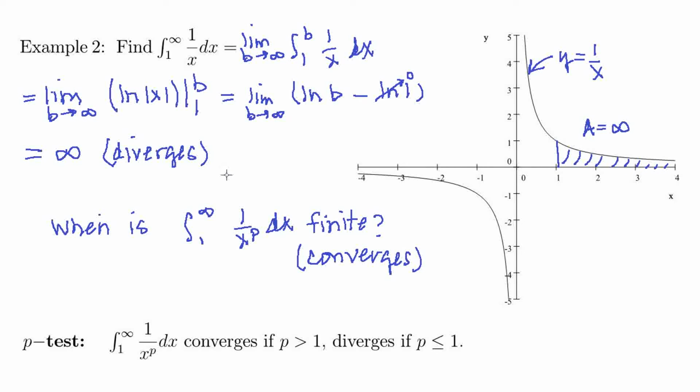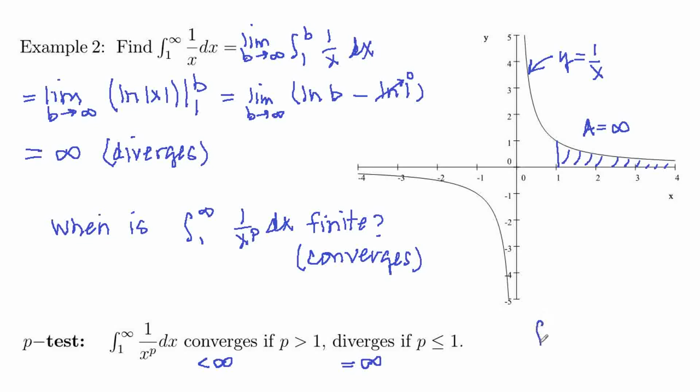And the answer of when this converges and when it diverges comes in what's called the p-test. This is actually a theorem, and it says if you're integrating from 1 to infinity 1 over x to the p power dx, that converges, so that means it's finite, you get an answer that's less than infinity, if p is greater than 1. And it diverges, so that means your answer is equal to infinity, if p is less than or equal to 1. So 1 really is the cutoff.